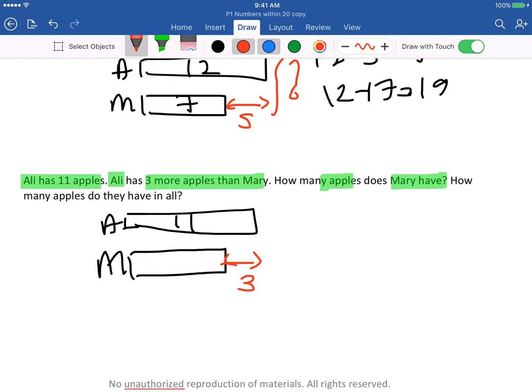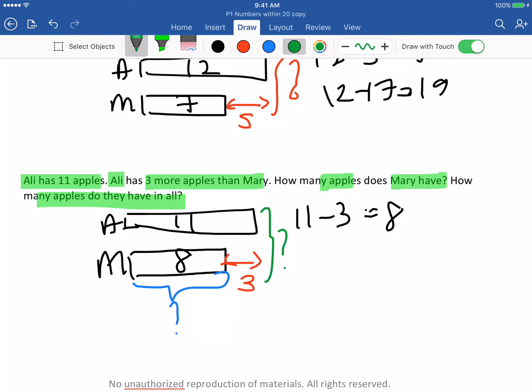Okay, so we are trying to find this portion right here. So how to find this portion? Look at the model. It's pretty simple. Just take 11 minus 3, which equals 8. The next question. The question says what? How many apples do they have in total? So how many apples means you are trying to find the total between here and here. So just look at the model. It's just simply 11 plus 8, which equals 19.